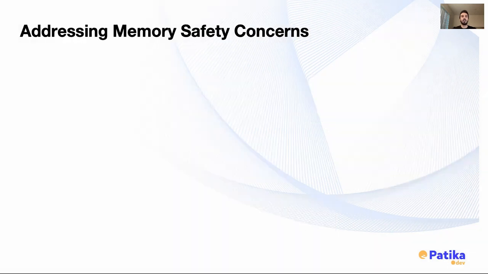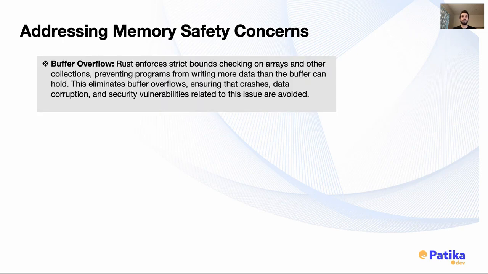Now let's see how Rust is addressing memory safety concerns. First, here is our solution for buffer overflow. Rust enforces strict bounds checking on arrays and other collections, preventing programs from writing more data than the buffer can hold. This eliminates buffer overflow, ensuring that crashes, data corruption, and security vulnerabilities related to this issue are avoided.